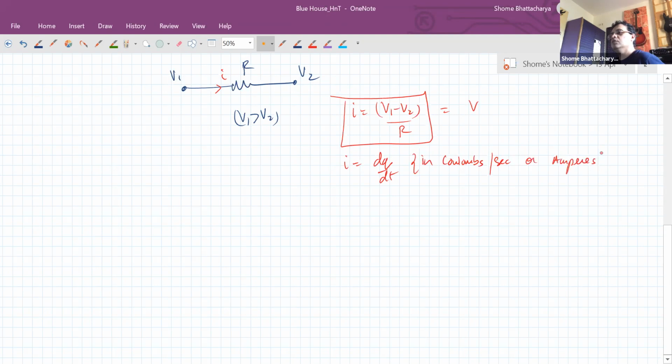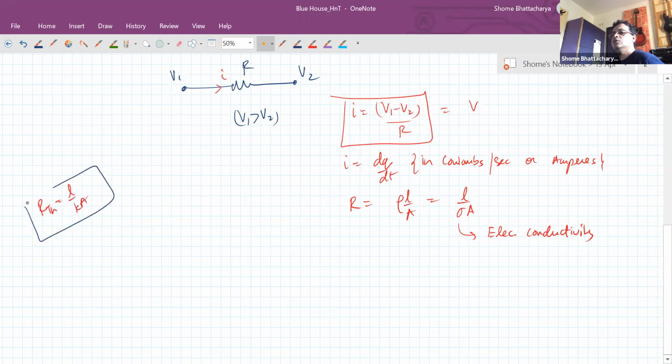And above it was in joules per second or watts, right? And the electrical resistance is rho L by A, which is the same thing as L upon sigma A. So sigma is electrical conductivity, which is the inverse of resistivity. And we just saw that thermal resistance is L upon KA. So again, you see that these two formulae are equivalent of each other. Electrical resistance depends on electrical conductivity, length and area. Thermal resistance depends on thermal conductivity.